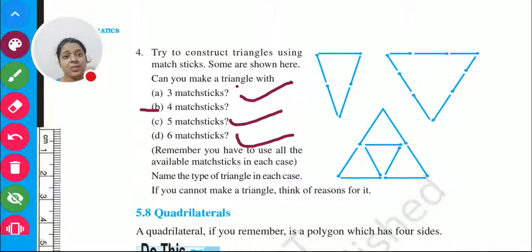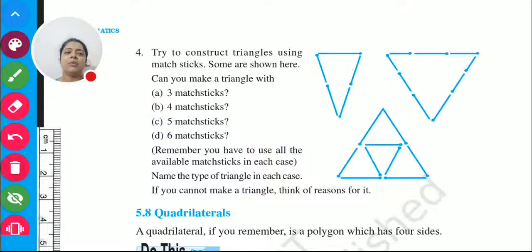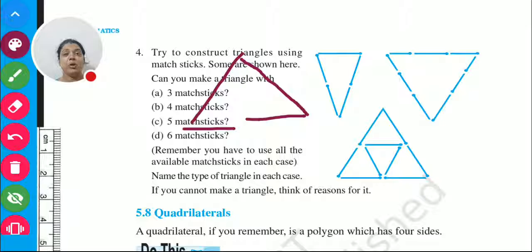Can we form it? Seriously? 1, 2, 3, 4. I think we can form it, right? We can form it. 1, 2, 3, 4. You just take one matchstick here, another matchstick here, a third and a fourth. You just have a try. Maybe you're able to do that. Just have a try on it.